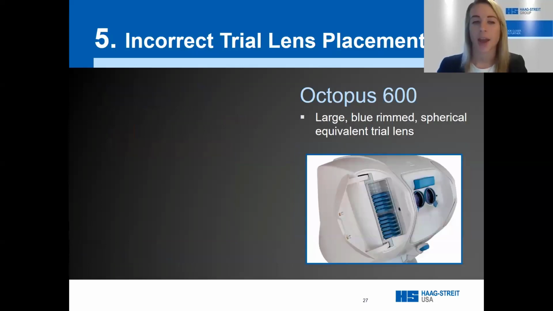Our next step is proper trial lens placement. When testing a visual field within 30 degrees, the patient should have proper correction placed in front of their testing eye. If you're using the Octopus 600, this is as simple as choosing the appropriate large blue-rimmed spherical trial lens provided with your instrument, popping that trial lens into the magnetic holder, then lining up the patient.